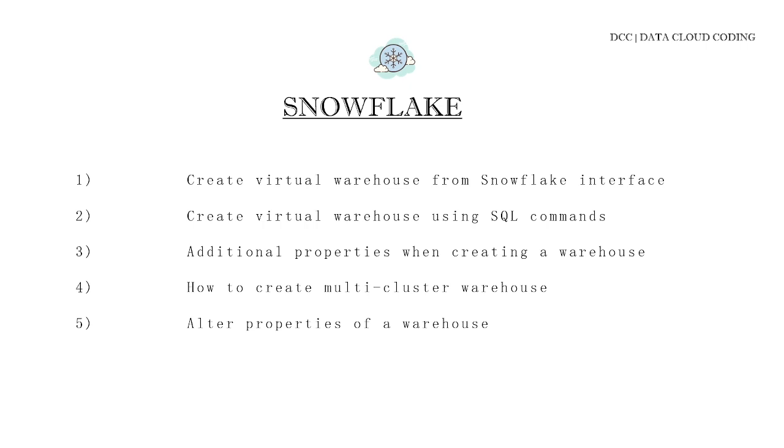We had a check on the additional properties when creating a warehouse. We also saw how to create a multi-cluster warehouse and how to set the minimum number of clusters and maximum number of clusters for a multi-cluster warehouse. And for the last point, we also had a look at how to alter the properties of an already created warehouse. So I hope this lecture was helpful for you. We learned how to create the virtual warehouse in Snowflake in both the options that are possible, from the Snowflake interface and from the SQL commands. Okay, so that was it for this tutorial.